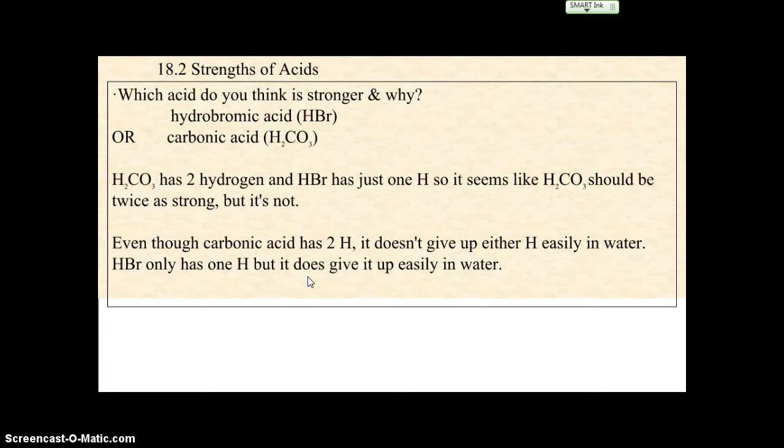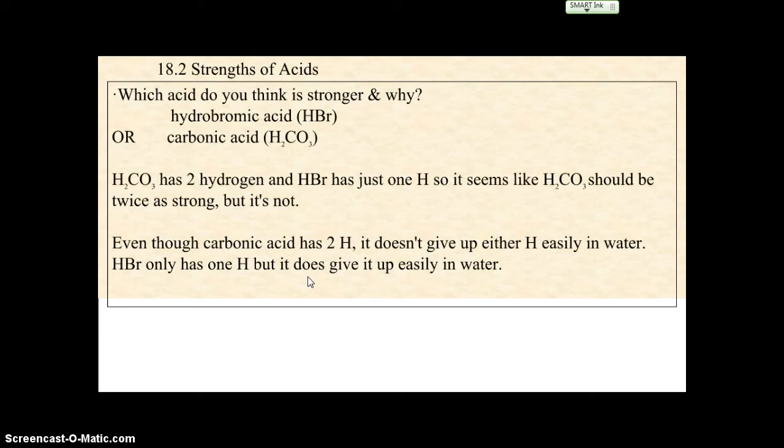So I started out with the example here of which acid do you think would be stronger and why, and I've given you the choice of hydrobromic acid, HBr, or carbonic acid, H2CO3. And since H2CO3 has 2 hydrogen and HBr has just 1 hydrogen, it would seem reasonable that carbonic acid should be twice as strong. But it's not.